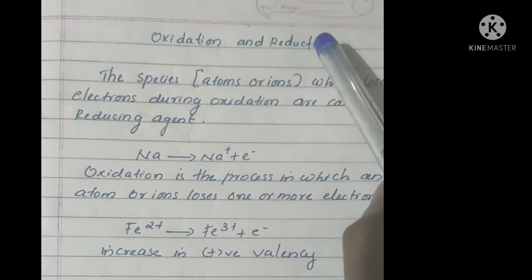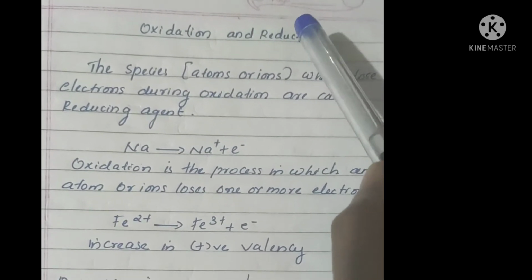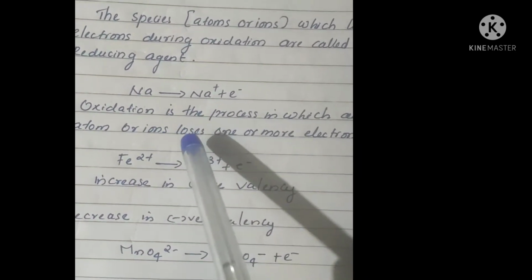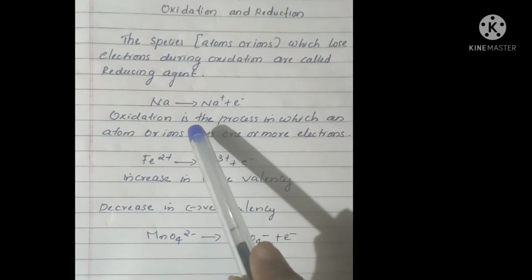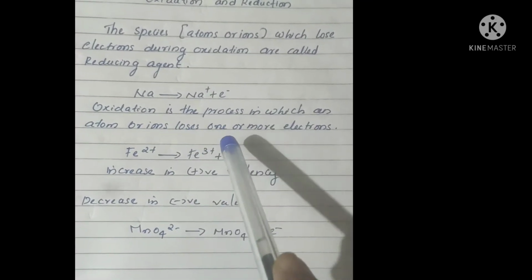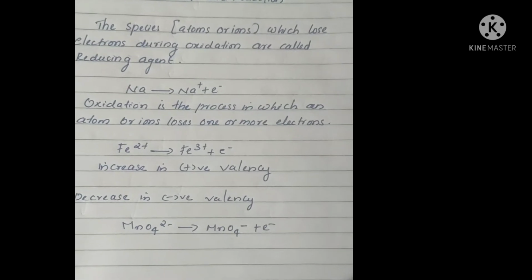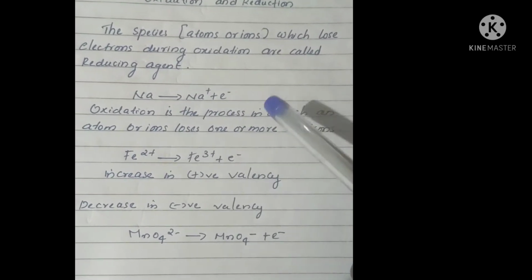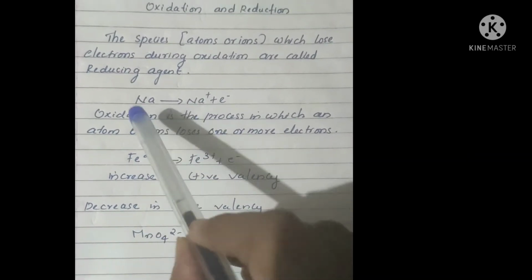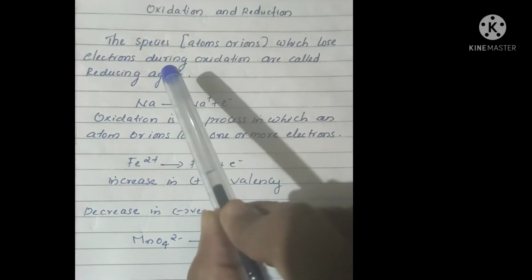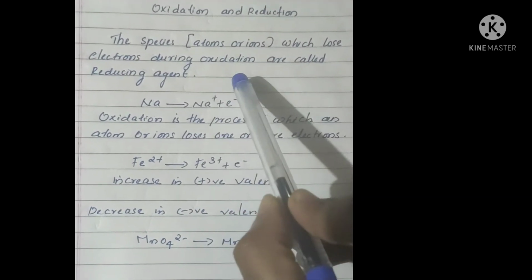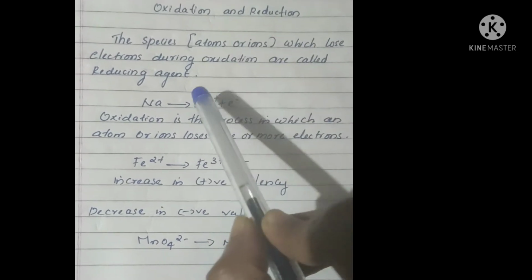Oxidation and reduction can be studied in terms of transfer of electrons. According to the electronic concept, what is oxidation? Oxidation is the process in which an atom or ion loses one or more electrons. Losing of electrons is called oxidation. Then the species, that is the atom or ion, which loses electrons during oxidation is called a reducing agent.